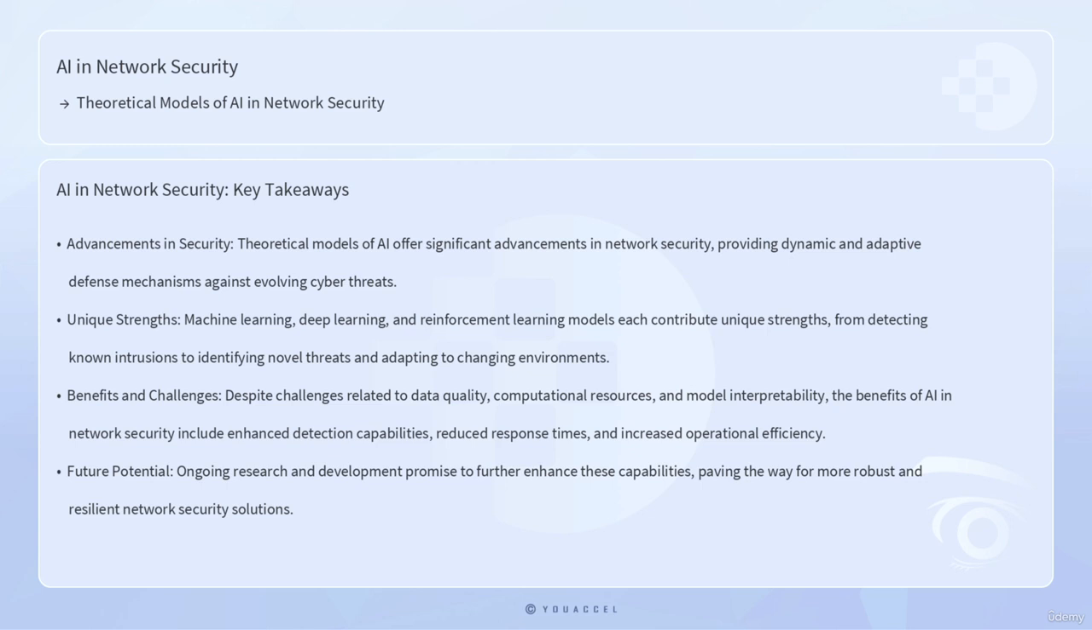Despite challenges related to data quality, computational resources, and model interpretability, the benefits of AI in network security, including enhanced detection capabilities, reduced response times, and increased operational efficiency, underscore its critical role in modern cybersecurity. Ongoing research and development promise to further enhance these capabilities, paving the way for more robust and resilient network security solutions.